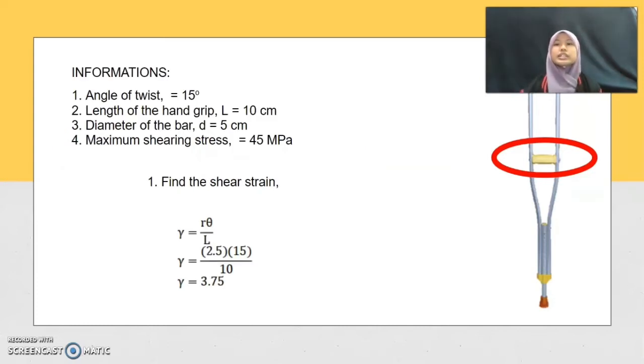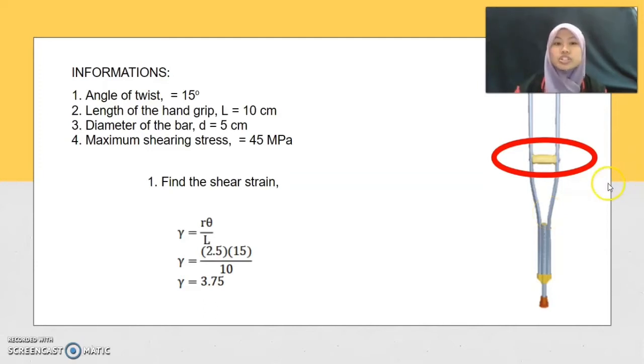These are the information we have gathered about the hand grip part of these crutches. First, the angle of twist is 15 degrees. The length of the hand grip is 10 cm and the diameter of the bar is 5 cm, making the radius 2.5 cm.